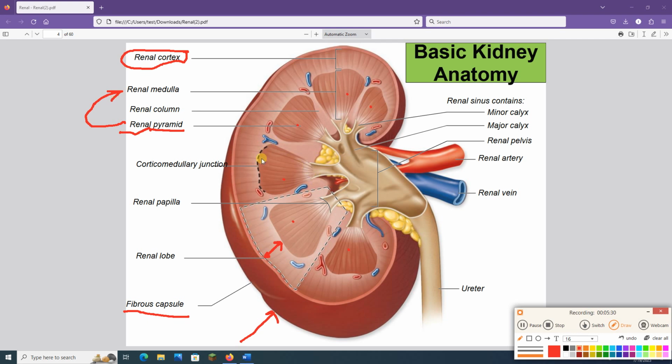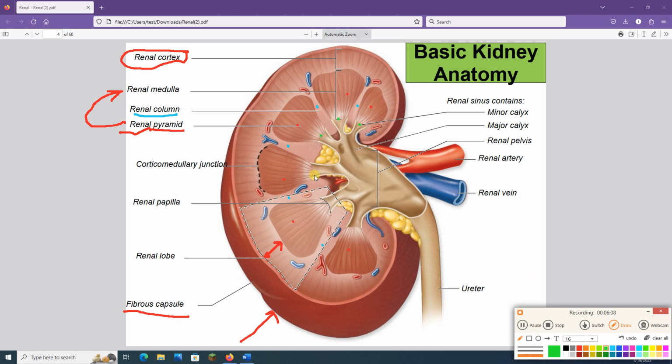Now, in between the pyramids, we're going to have these areas that look kind of like the cortex, and I'm putting some blue dots on them. And these areas in between the pyramids are called the columns. So renal columns are in between the pyramids. The pyramids make up the medulla. Outside the medulla, we've got the cortex. Now, urine is going to be made in the cortex. Urine is always going to be traveling through tubes in the pyramids. And the tip of each pyramid, let's put a green dot on the tips of the pyramids.